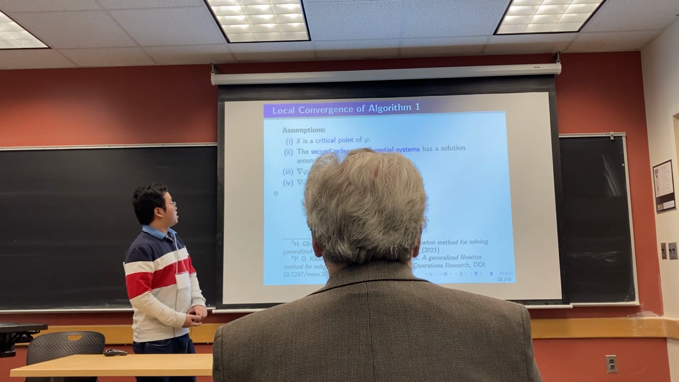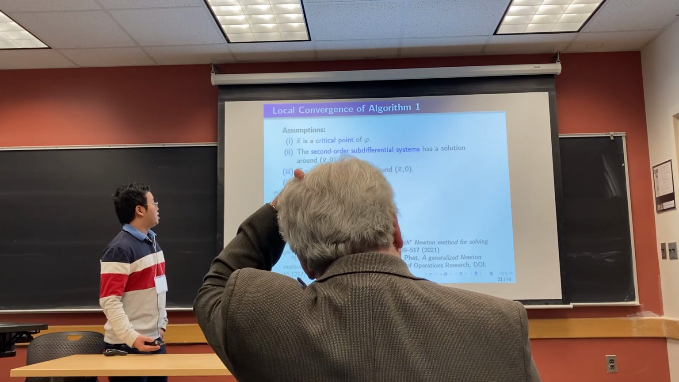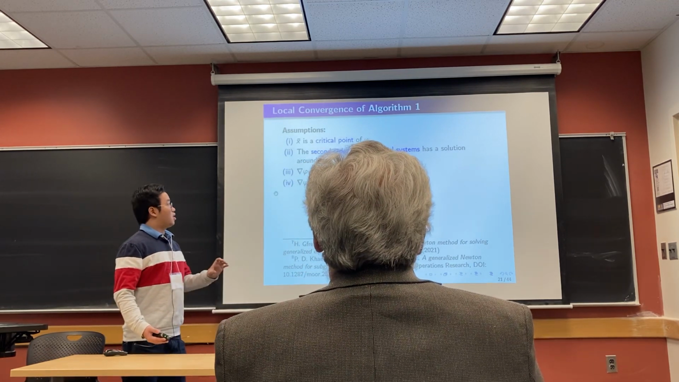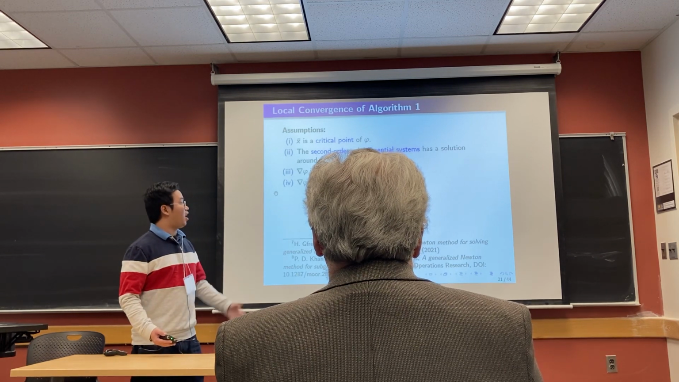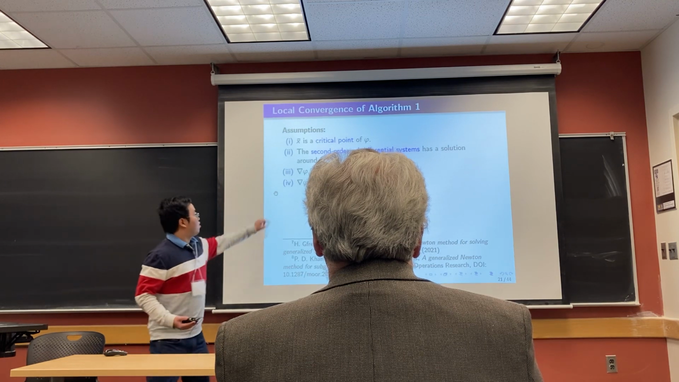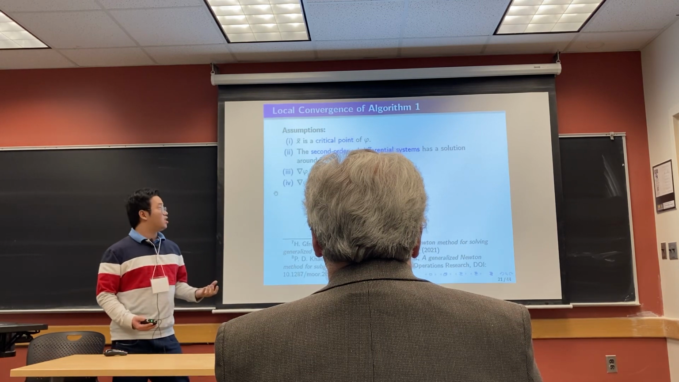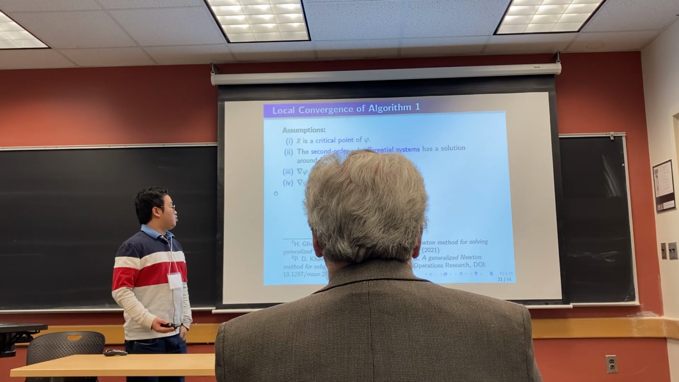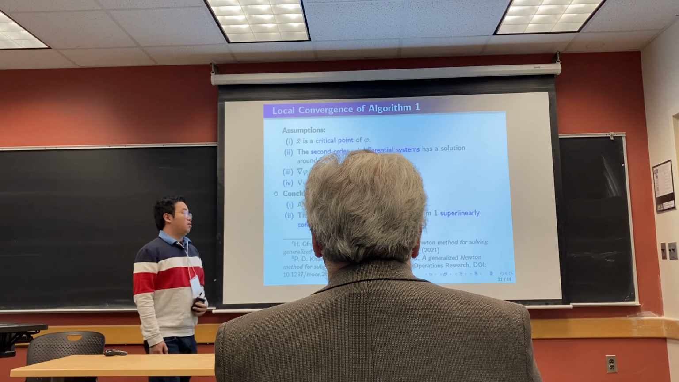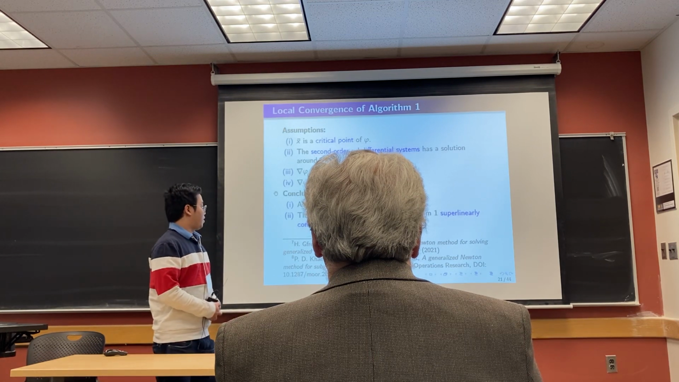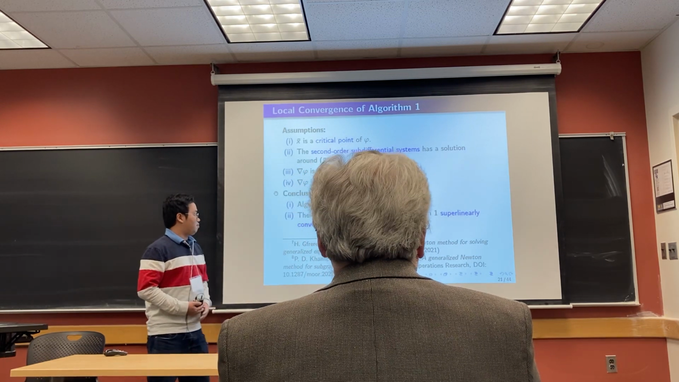We need some assumptions. First of all, the considered point must be a critical point, and we need the second-order subdifferential system to have a solution. That means we can find the Newton direction. And for the third and fourth properties, we need the metric regularity condition of the gradient and the semismooth* property. If we have these properties, we can guarantee the convergence of the algorithm. And the proof of the method can be found in our paper.